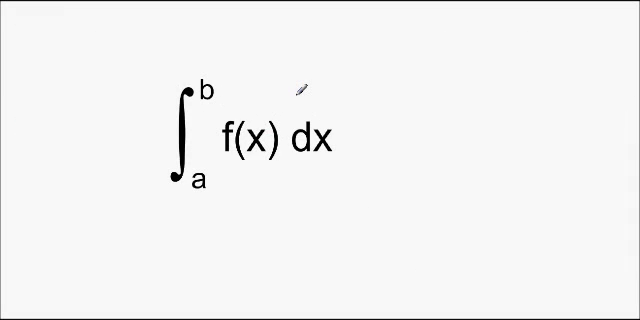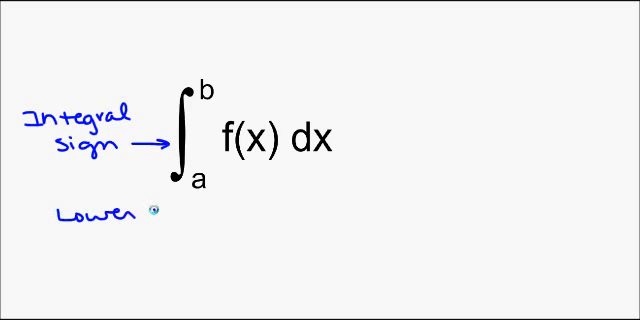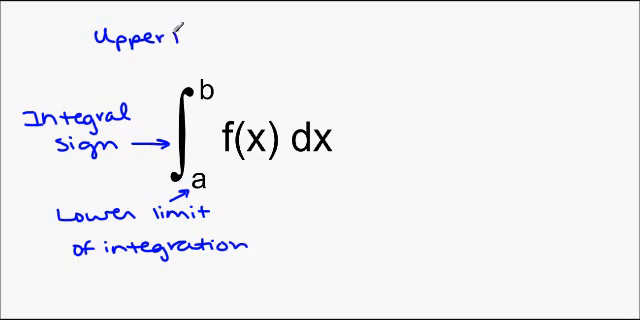Okay, this is integral notation. So this big S here is called the integral sign. You do need to be able to label this for me for a quiz. So this is the integral sign. The a down here is the lower limit of integration. So b, you may have guessed, is the upper limit of integration.